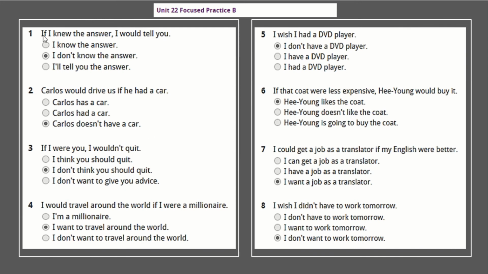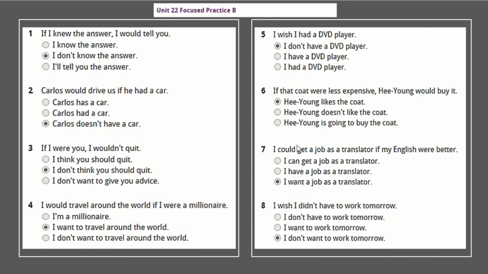And the other option was to use the if. And remember the structure. If I knew the answer, I would tell you. What happened here? If you say, if I knew the answer, you're saying, but I'm sorry, I don't know it. That's why I cannot tell you that, right? Look at the number 7.